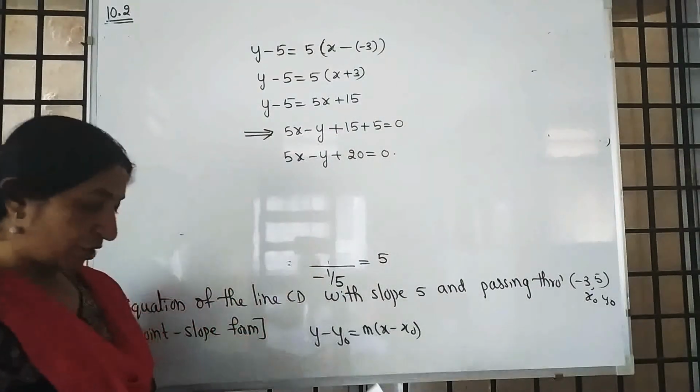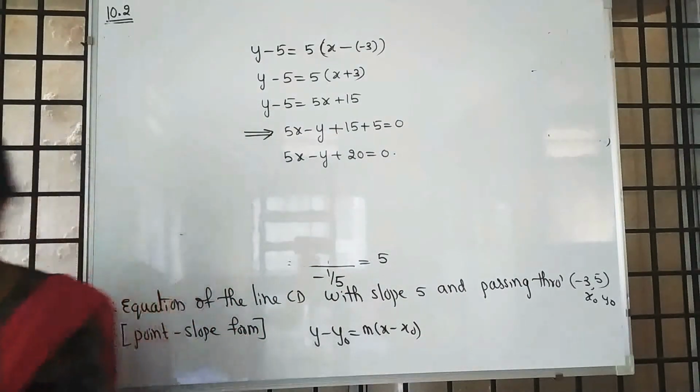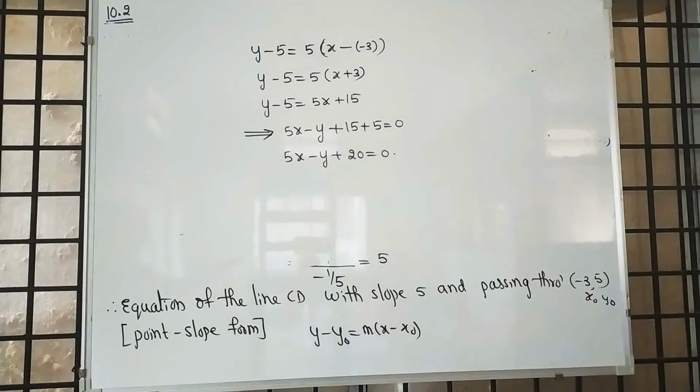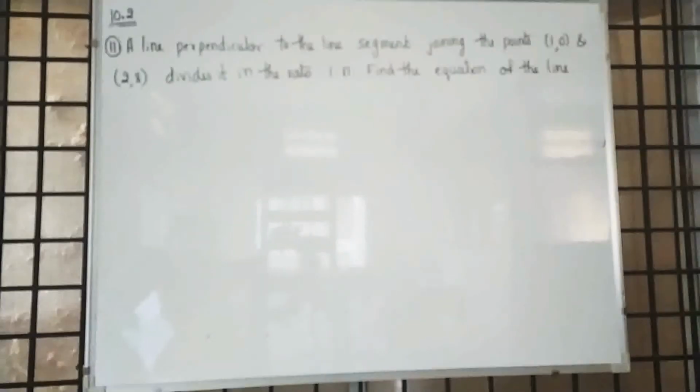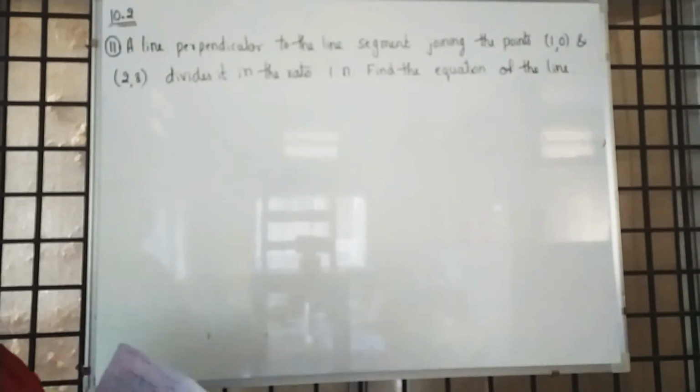Moving to the next question, that is question number 11. A line perpendicular to the line segment joining the points (1, 0) and (2, 8) divides it in the ratio 1:n. Find the equation of the line.